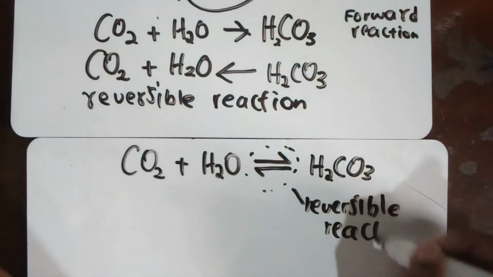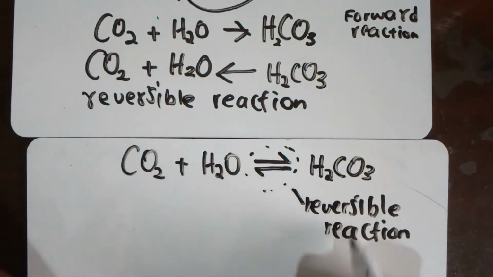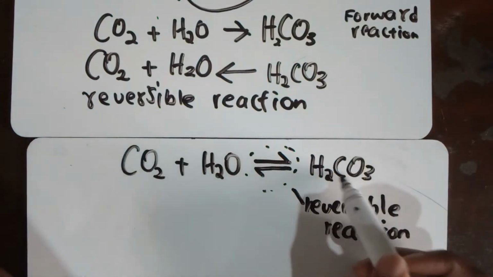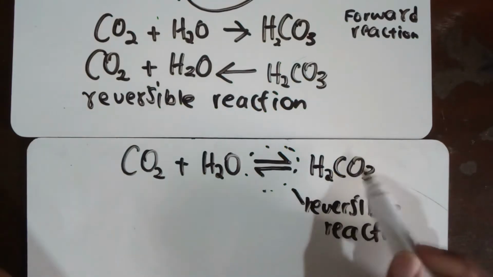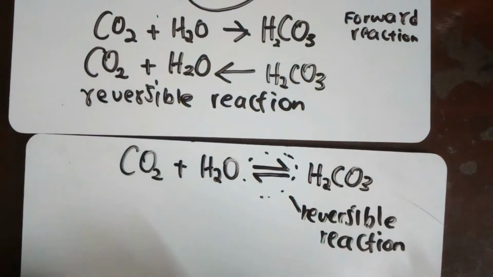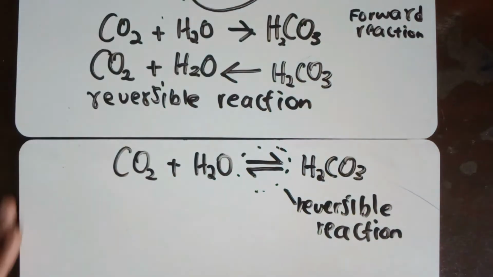So let me repeat myself again. A reversible reaction is a reaction in which reactants can be used up to produce products. However, products can also be converted back into reactants, right? Cool. And we've spoken a little bit about rates of reaction, right?